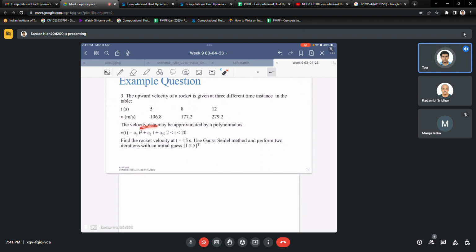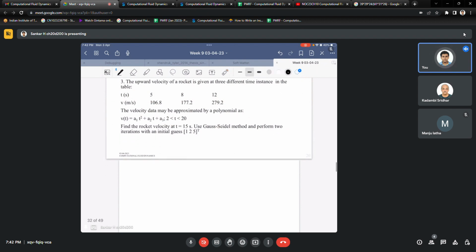And the velocity data may be approximated as a polynomial in time by this particular equation, a1 t squared plus a2 t plus a3, in this particular interval, 2 less than t less than 20. Now we are asked to find the rocket velocity at 15 seconds using Gauss Seidel and perform two iterations. And they've also given us the initial guess over here as well.